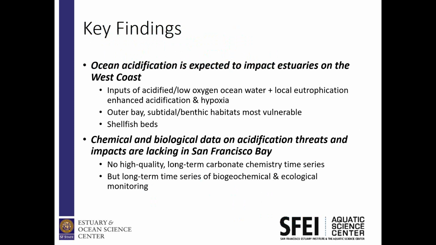So at the first level, that question that our managers asked, is this something we need to worry about? The conclusion was that acidification is expected to impact estuaries like San Francisco Bay. Something like San Francisco Bay, a deep channel estuary, we can have the inputs of low oxygen, low pH water from upwelling events coming into the bay through the deep channels, especially in the outer parts of the bay. The species of most concern are shellfish species, particularly those that exist near the mouth of the estuary.